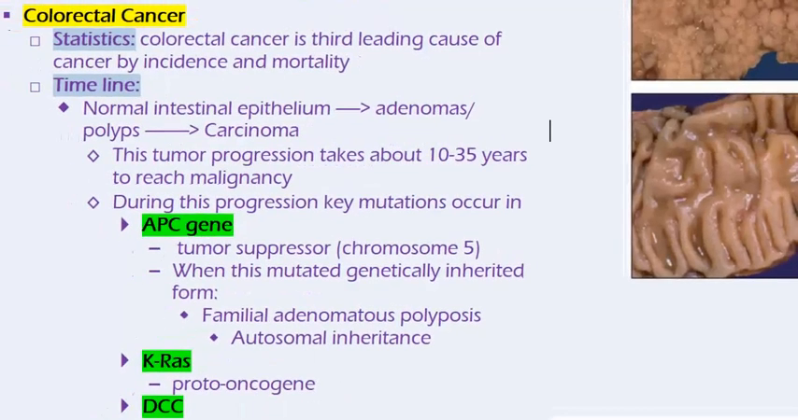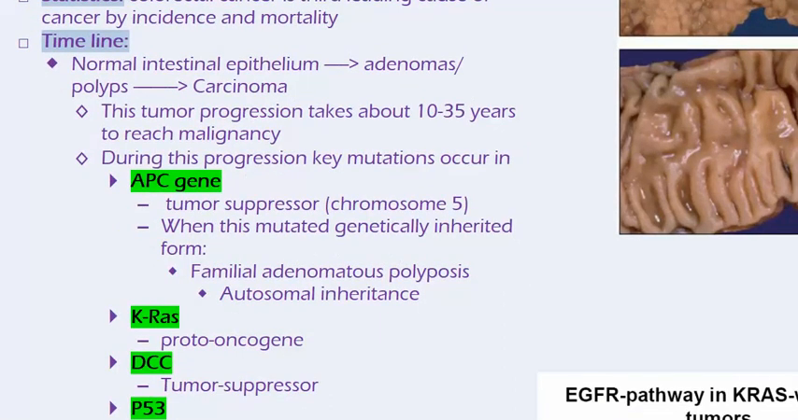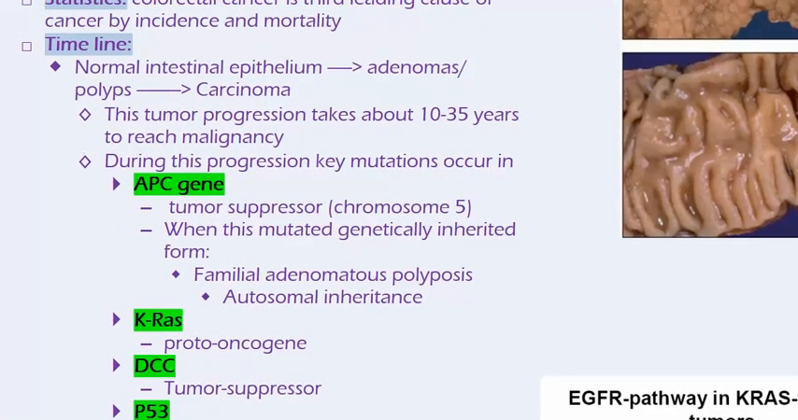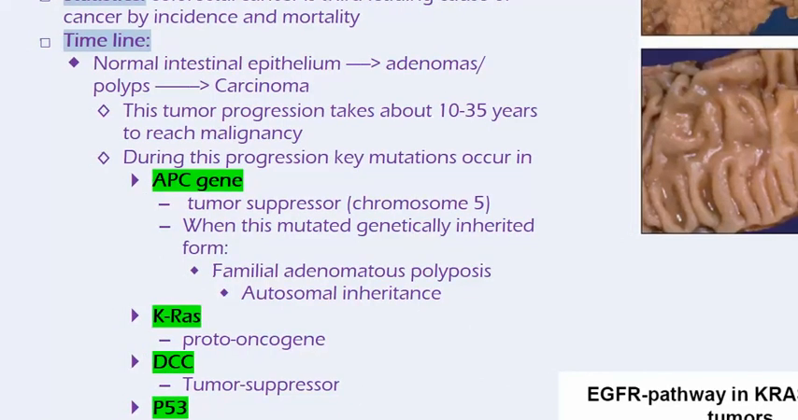Okay, so this is what I got from the slide. This tumor progression takes about 10 to 35 years to reach malignancy. So generally.